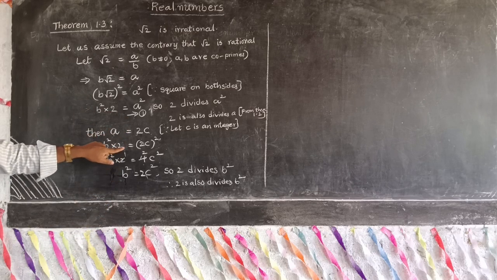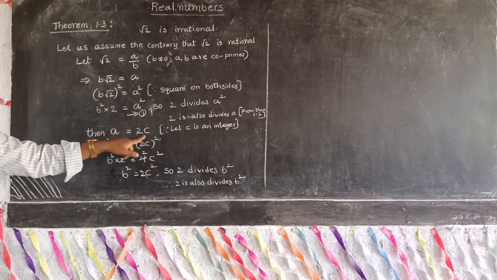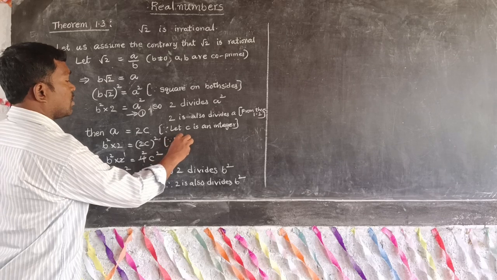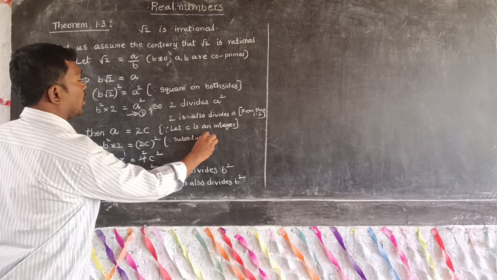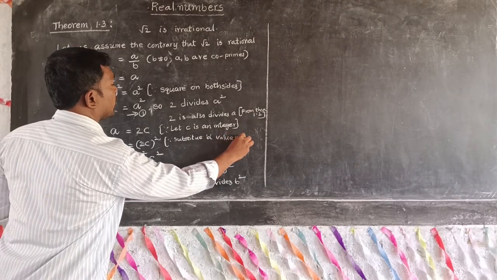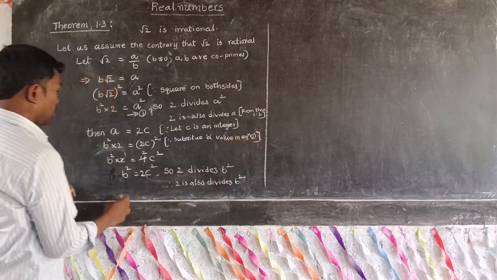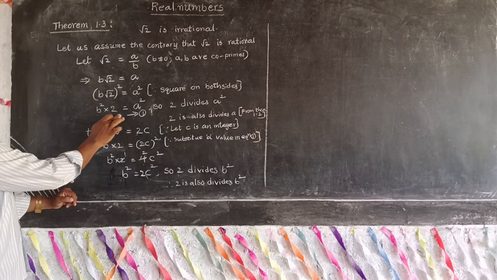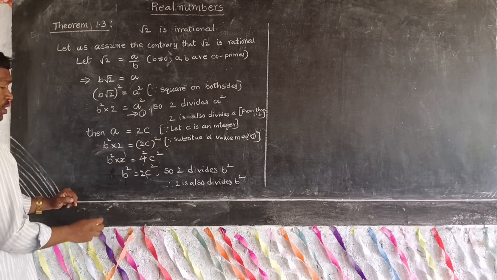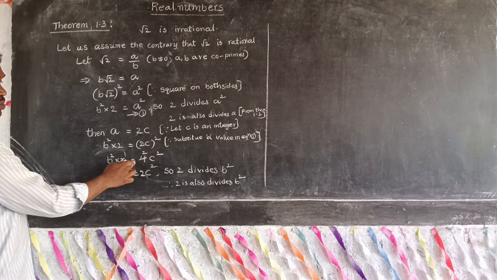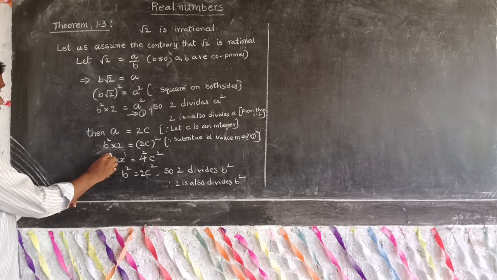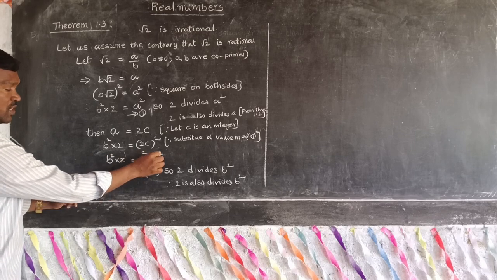b square into 2 equals a square, which means (2c) whole square. So in equation 1, b square into 2 equals (2c) whole square, that is 4c square. 2 ones, 2 twos are remaining, right? b square equals 2c square.